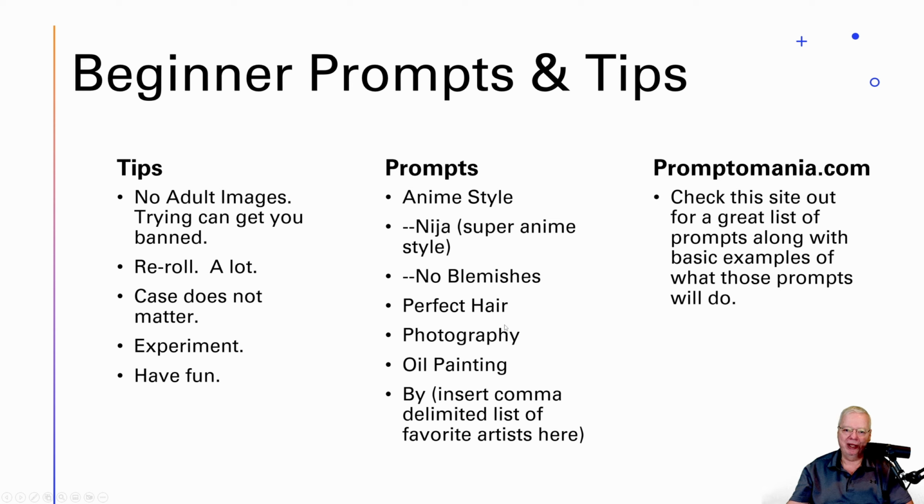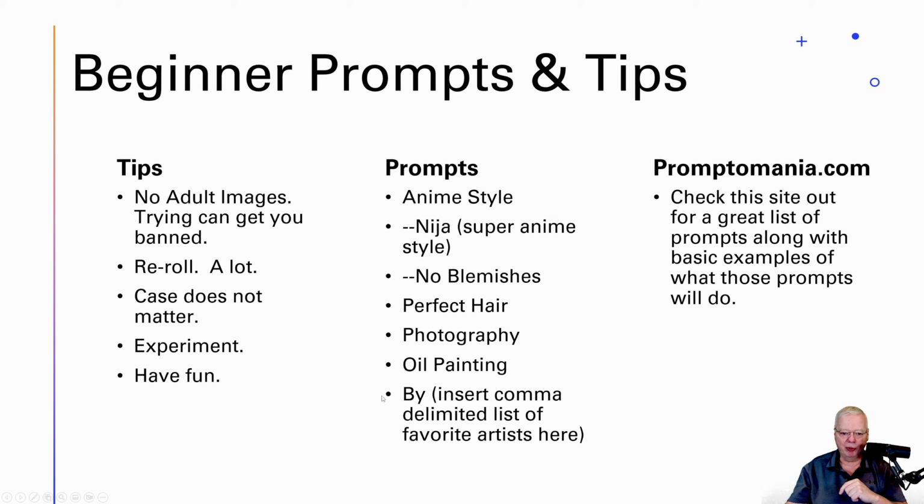Then there's photography, which basically tells Midjourney that what you want to have returned to you is a photograph. You don't want it to be a sketch. You don't want it to be a wood carving. You don't want it to be anything other than a photograph. So that helps it determine what kind of medium you want to see. Another one is like oil painting. If you want to return an oil painting to you, put comma oil painting, and it will know that you want to see an oil painting. You don't want to see a photograph or a wood carving. You want to see an oil painting.